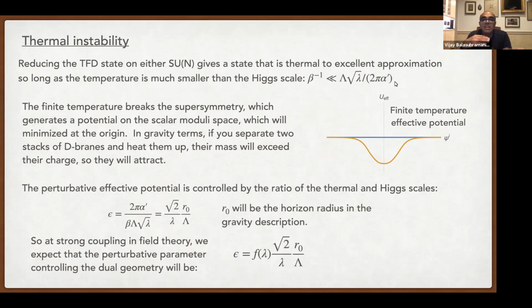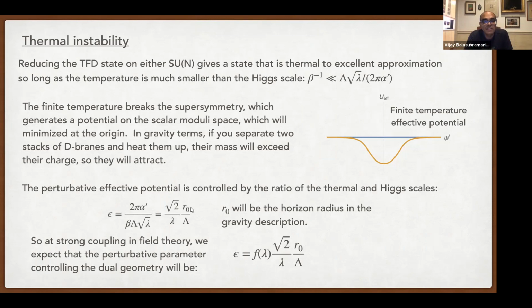So what is the effective potential controlled by? Strictly speaking, we should be calculating the effective potential at strong coupling, which ain't going to happen. So what we should do is first ask, what is the parameter that controls it? It's clearly going to be controlled by the ratio of the thermal and the Higgs scale. So here I've taken the thermal scale, which is 1 over beta, and then divided by the Higgs scale. That's why you have a 2 pi alpha prime over lambda root lambda.